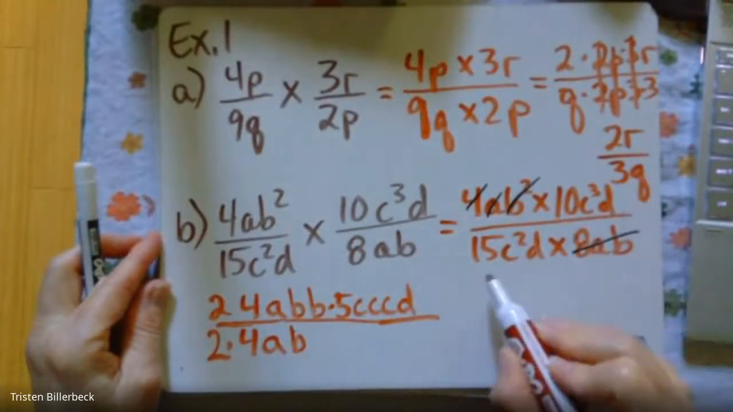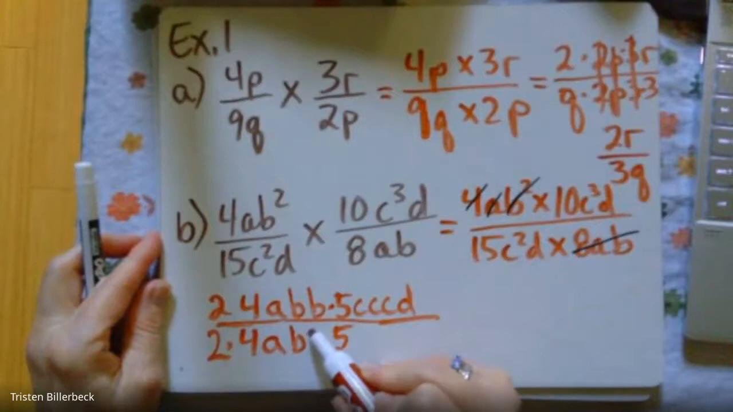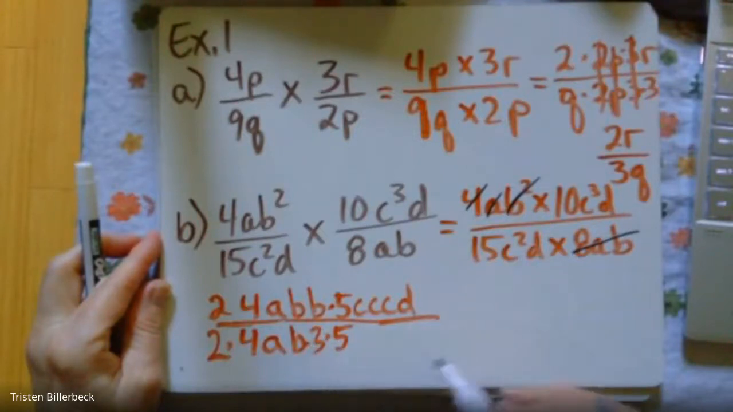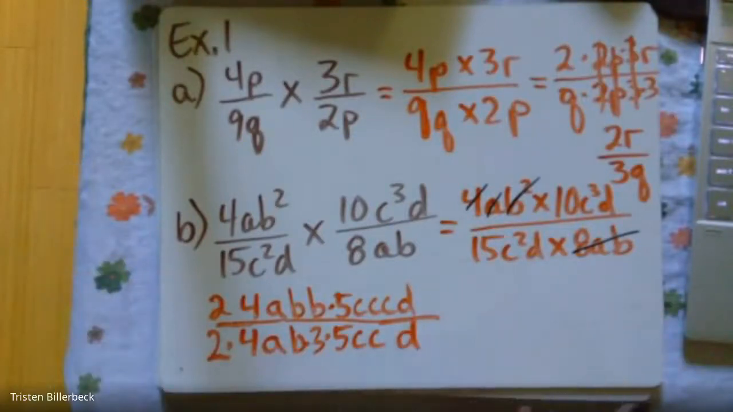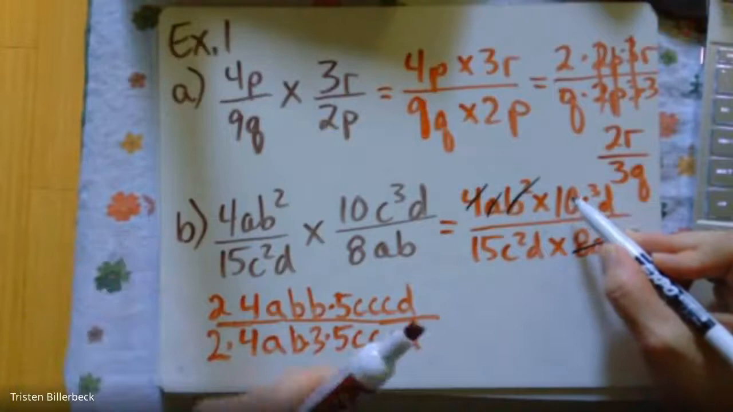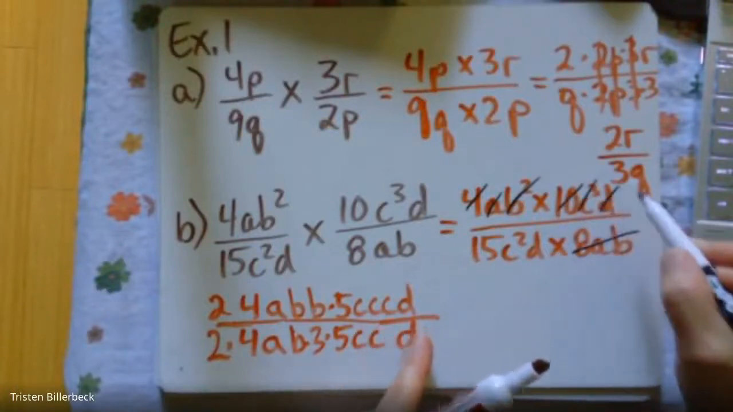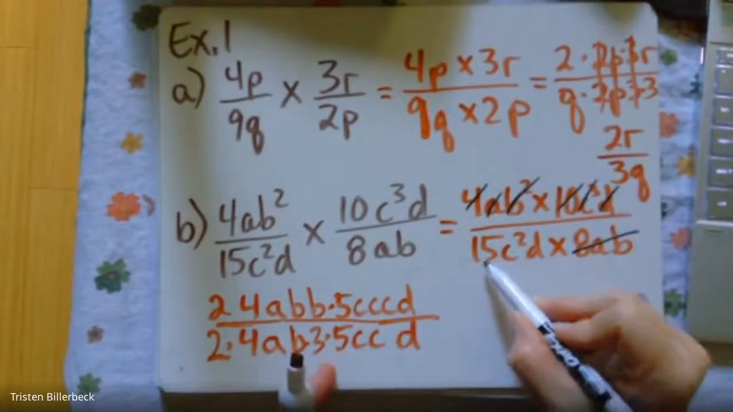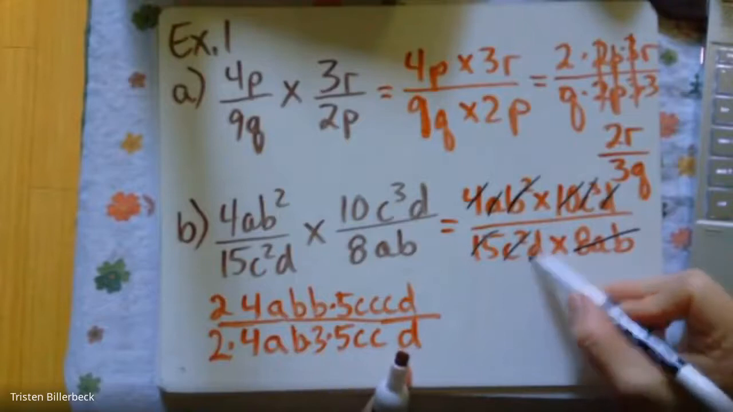Down below, I have a 5 times 3, right here, and I have 2 C's and a D. So let me make sure I got everything. I put a 2 there and a 5 there, so I took care of that. I have 3 C's, I have a D. I have 3 times 5, which is 15. And I have 2 C's, which is a C squared, and a D.